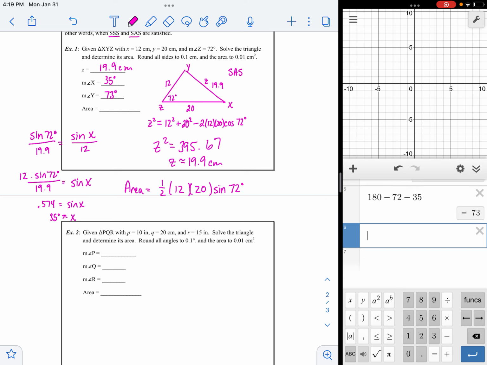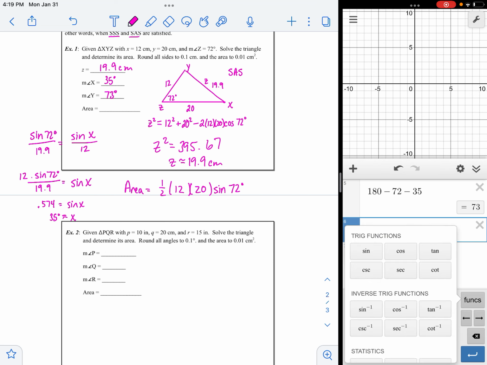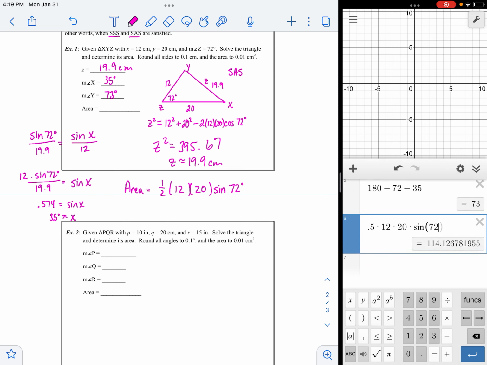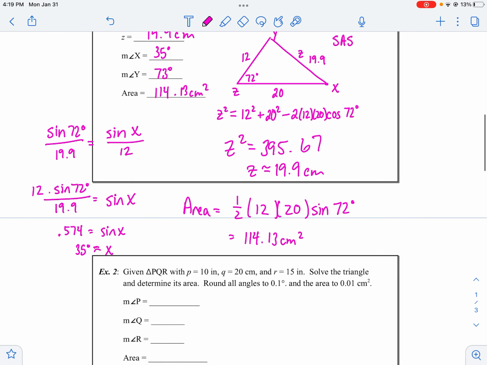So then 0.5 times 12 times 20 times the sine of 72 is 114.13 centimeters squared. Bam, done. Okay, so that's the SAS situation.